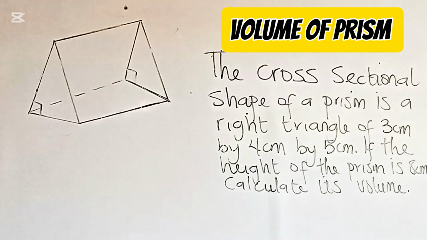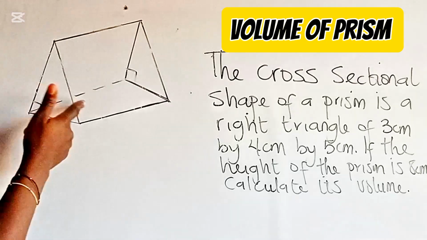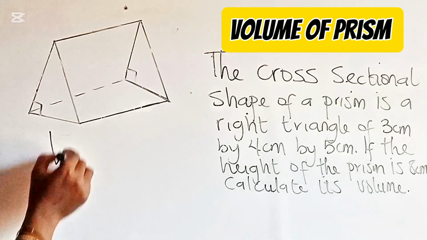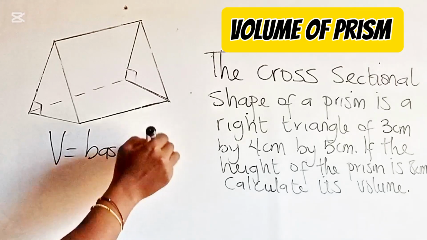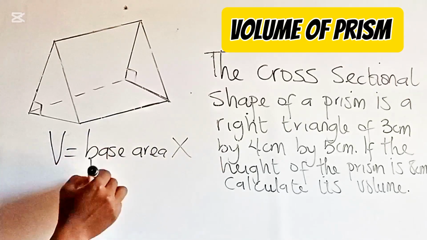In this video, we'll be calculating the volume of a prism using this formula. V for volume is equal to the base area times the height.